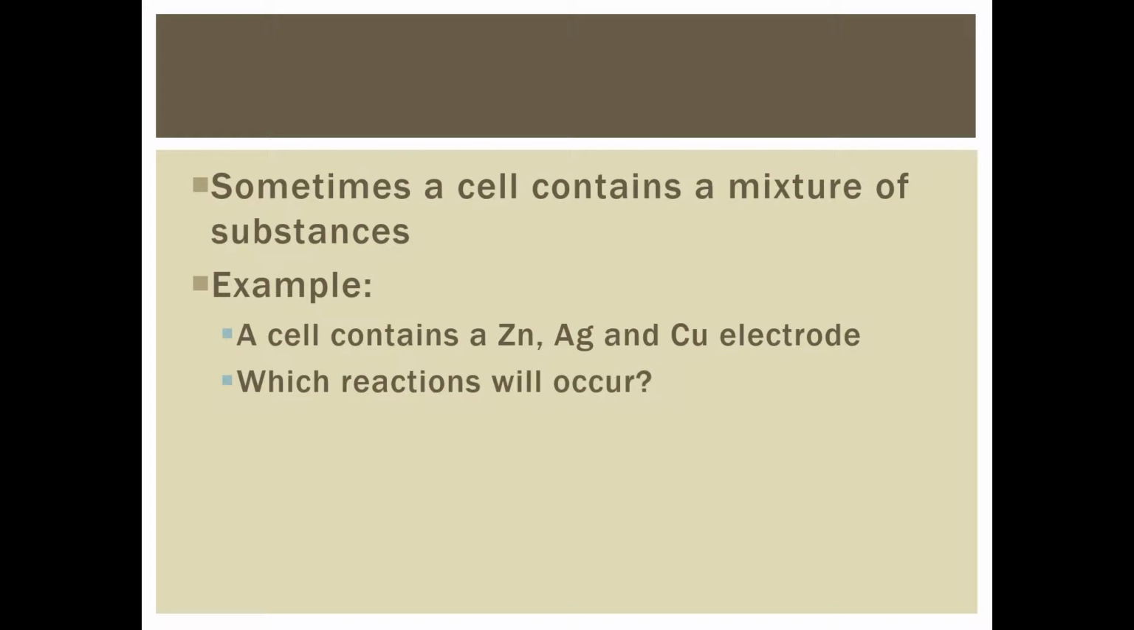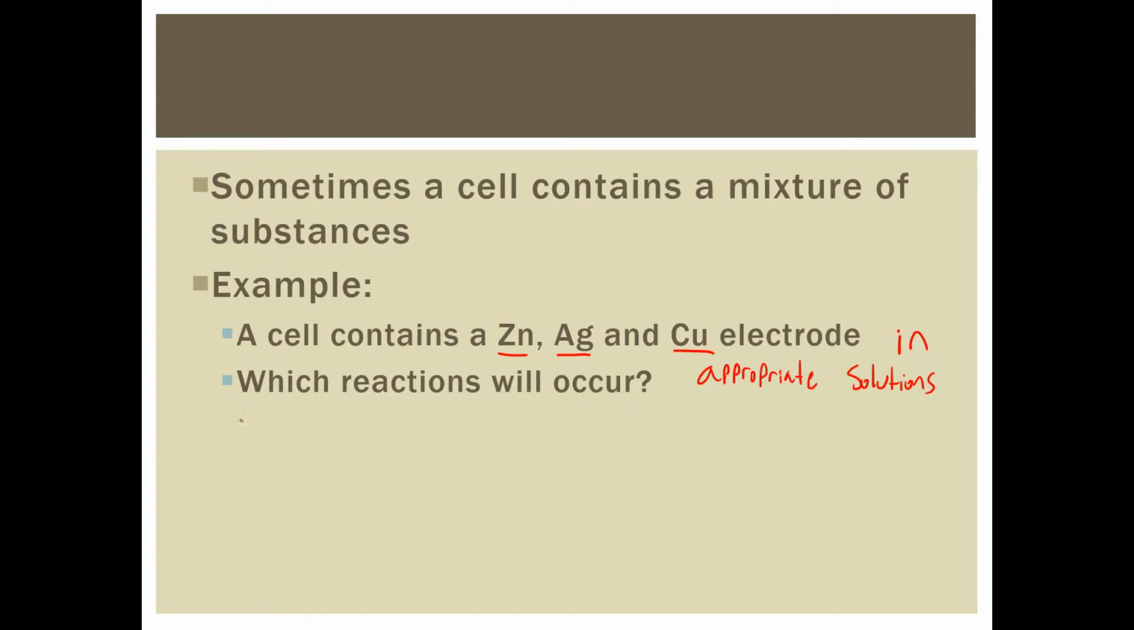So for example, here we have a cell. It contains a zinc, silver, and copper electrode, and we're going to figure out what reactions could possibly occur. I should make a note here that we're using appropriate solutions. What we mean by appropriate solutions is that the zinc electrode would have a zinc solution, the silver electrode would have a silver solution, and the copper electrode would have a copper solution.